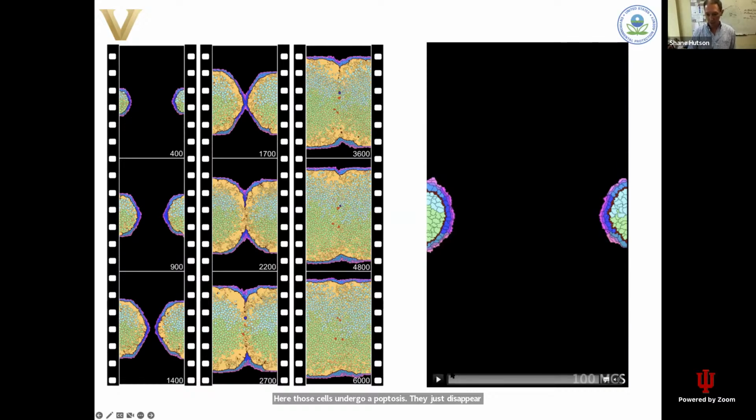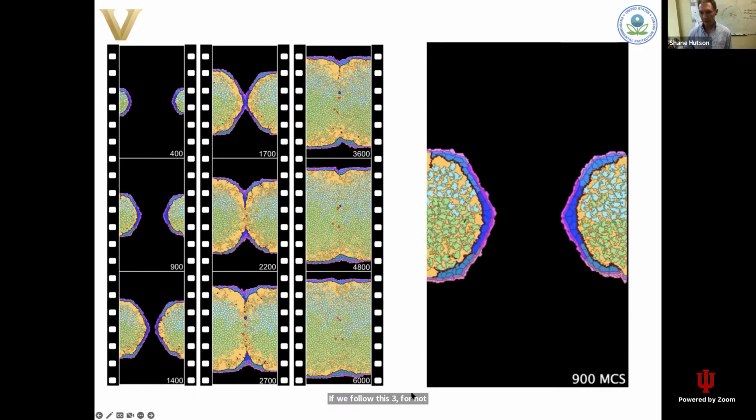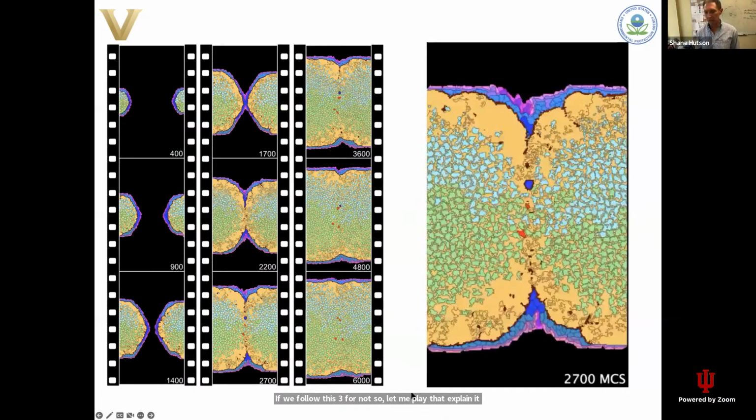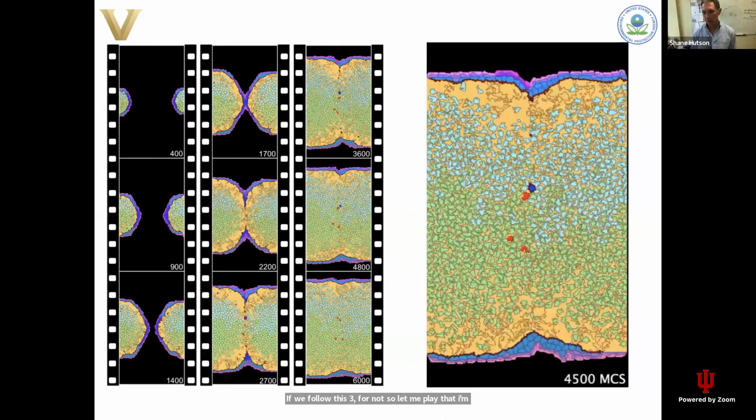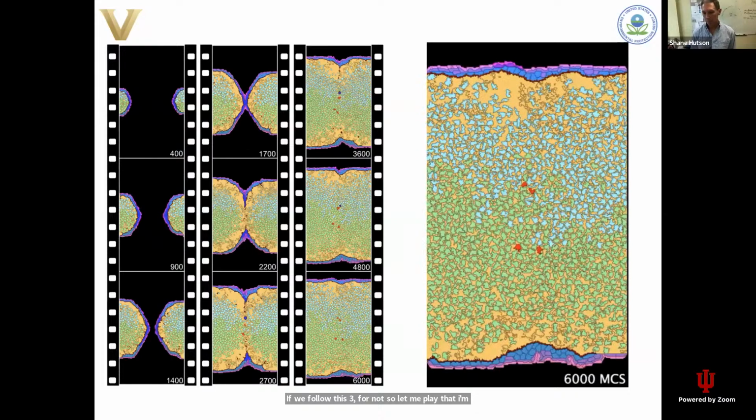Okay, so let me play that. I'm just playing at pretty high speed here, but it'll loop over a couple of times. Nope, it doesn't loop, but I can play it again.